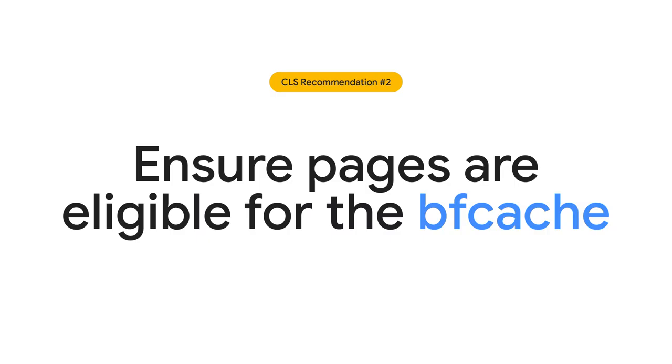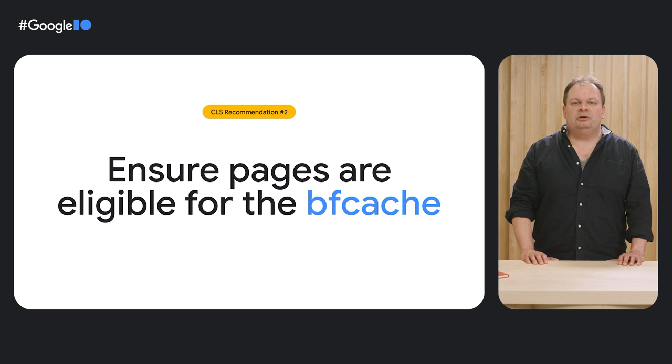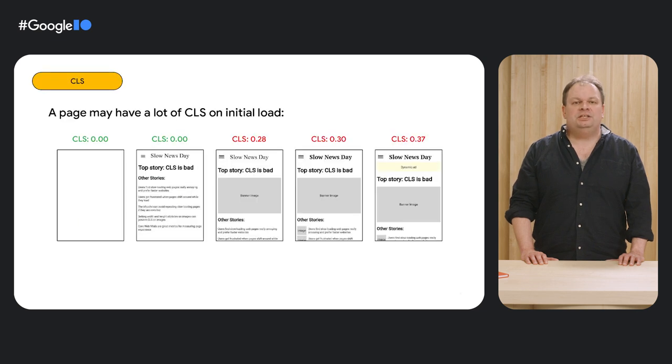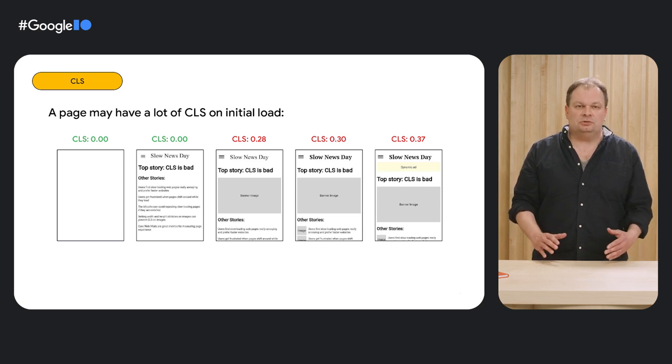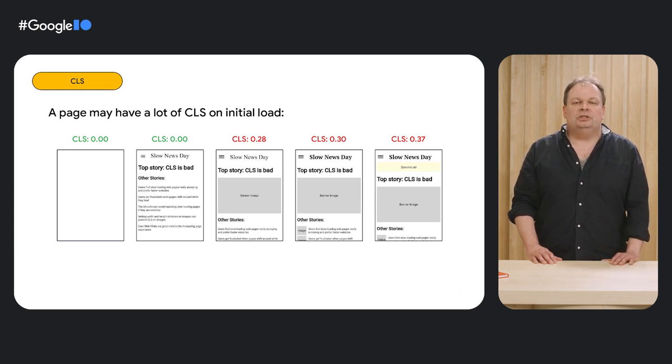One of the biggest improvements we saw to CLS last year was with the launch of the back/forward cache, or BF cache, in Chrome. Note that Safari and Firefox have already had this feature for some time. A page may have a lot of CLS on initial load as additional content such as images and ads load. Of course, it's best to try to avoid these even on the initial page load, but where that's more tricky, you can at least avoid this load CLS for users that go back to that page.